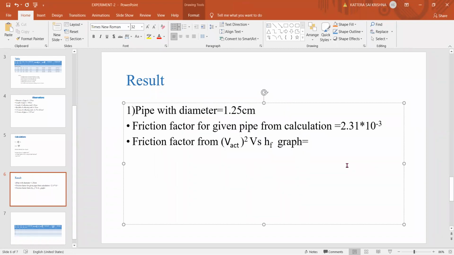Right. So similarly, these are the values calculated from your tabular column. Friction factor, where we got it from the table. Similarly, we need to draw a graph for this. You need to plot the graph by taking HF on the y-axis. Write down somewhere for graph: V square, V actual square. We have found it already.